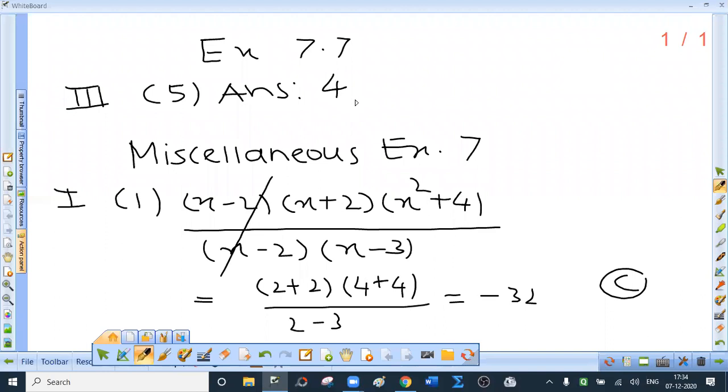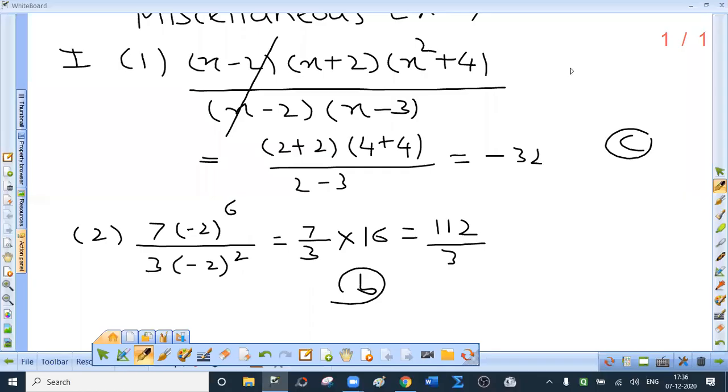Now, what are the factors of x raised to 4 minus 16? x square plus 4 and x square minus 4. It has factors x minus 2, x plus 2. These are the factors of denominator. This is giving 0 by 0 form. Cancel that. Now you need not write x only tends to 2 and so on. But after cancelling this factor, take the limit. To take the limit means to replace x by its limiting value, which is 2. So 4 into 8, 32 upon minus 1. So minus 32 is the answer which is given in option C.